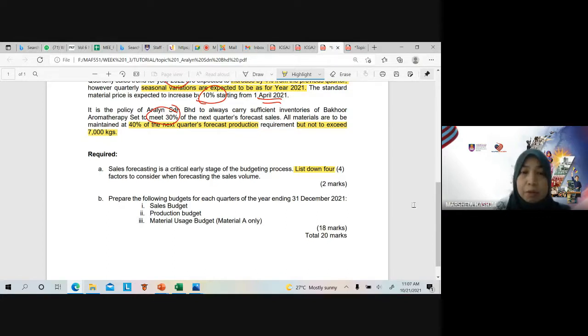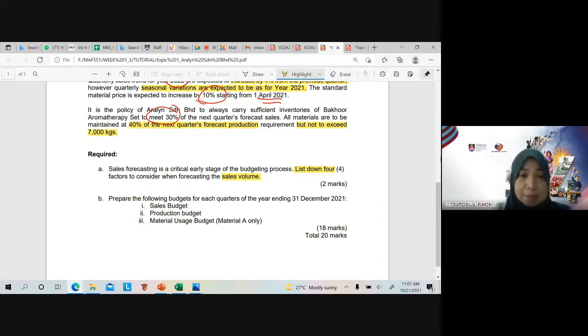List down four factors to consider when forecasting sales volume. When you forecast sales volume, what are the factors that you need to consider? The answer you can get from textbooks. Read your textbooks and try to get the answer. These are factors when you forecast sales volume, not factors that give variation. Variations arise when you forecast based on time series analysis. That one is different, that one is for variation. That may change your value if you forecast based on time series analysis only.